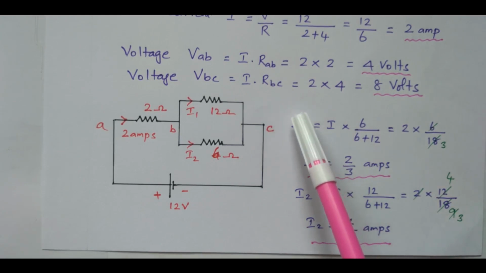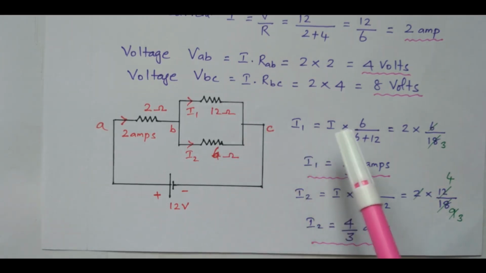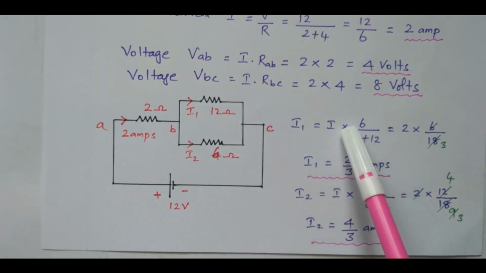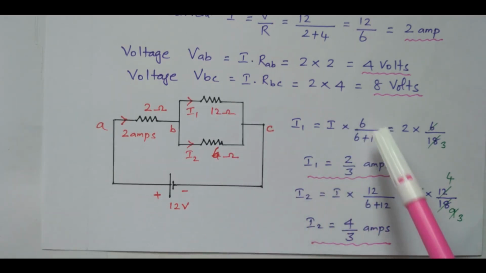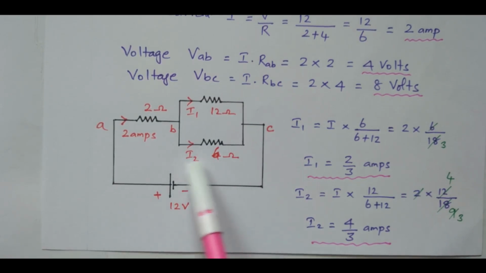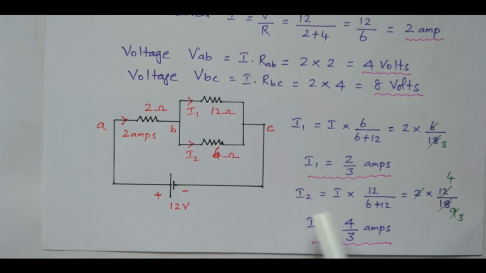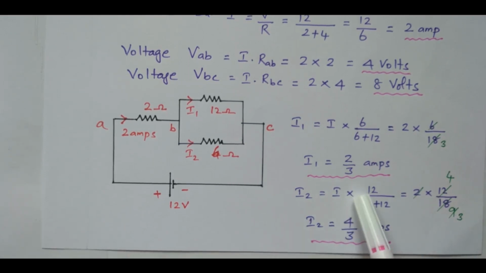So the current flowing through the 12 ohm resistor, I1, is nothing but the total current multiplied by the other branch resistor divided by the total resistance. We need to use this formula. Similarly, the current through the 6 ohm resistor is equal to the total current multiplied by the other branch resistor 12 divided by the total resistance. So that is equal to 2 into 12 divided by 18.